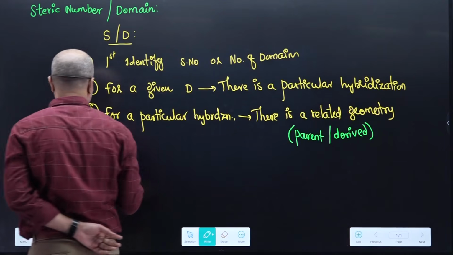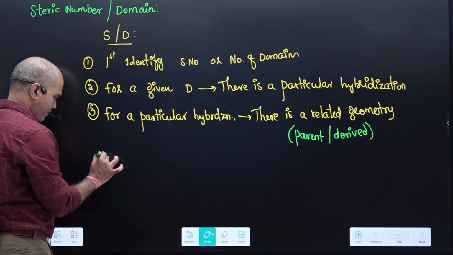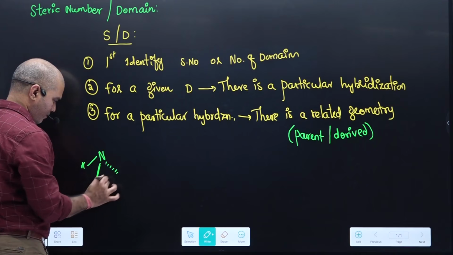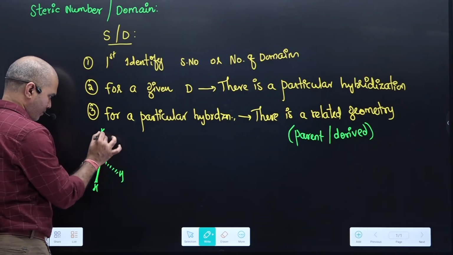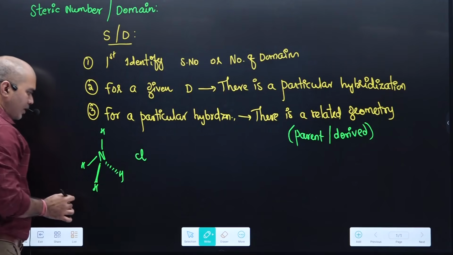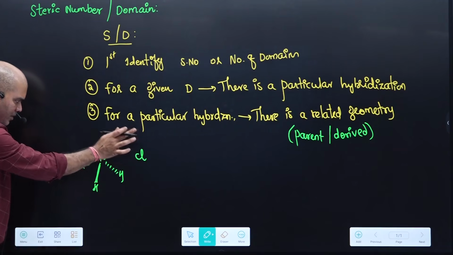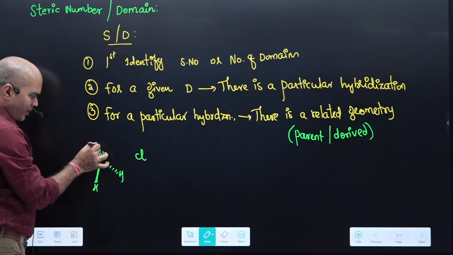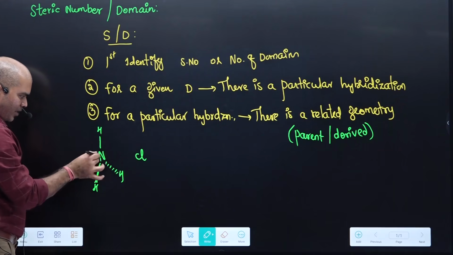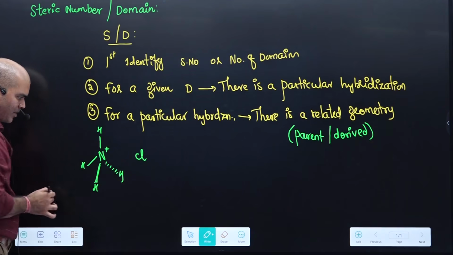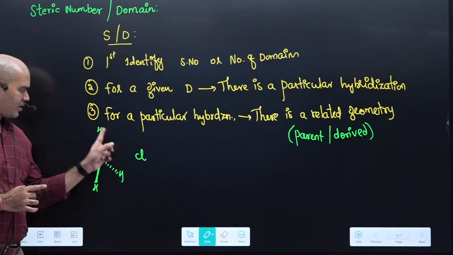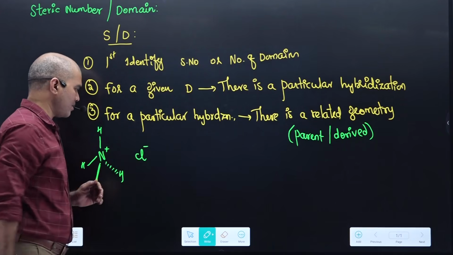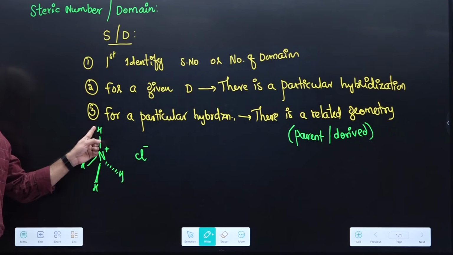Yes. Ammonium? If I simply put ammonia, it is a covalent compound. But if I add HCl to it, it will form ammonium chloride. So nitrogen with 4 valency will acquire a positive charge. HCl will ionize into H plus and Cl minus. H is going and attaching to nitrogen, and this is Cl minus. So this is coming as H plus.